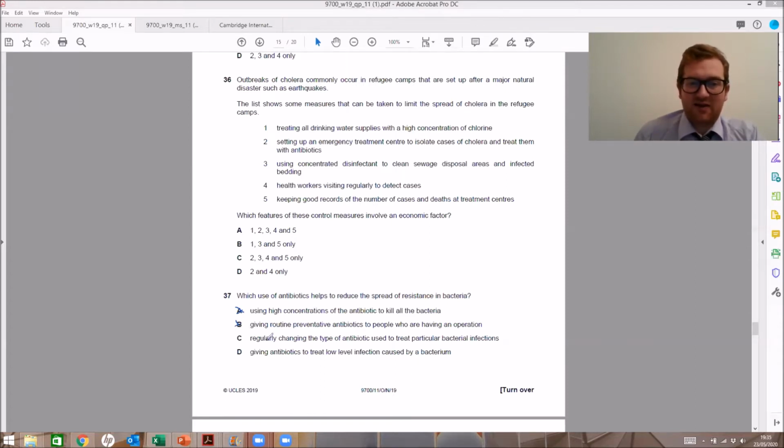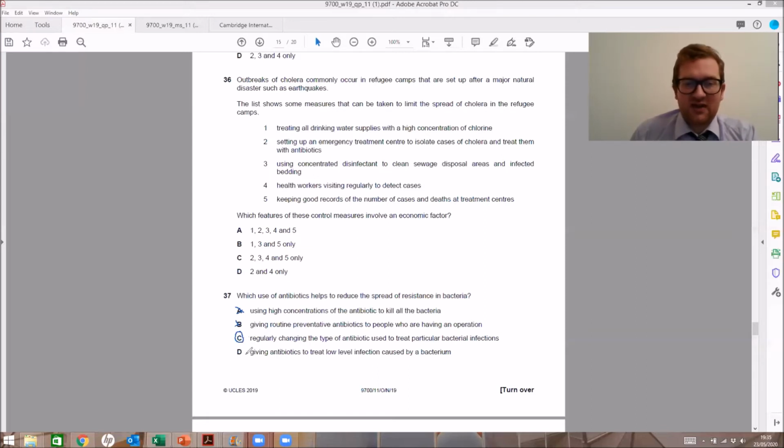Option C, regularly changing the type of antibiotic used to treat particular bacterial infections. Yes, this is a potential way of reducing the spread, okay, because at this point, any bacteria that survive are less likely to survive if I use multiple antibiotics for the same disease. If I keep using the same one over and over again, then some bacteria might mutate and therefore lead to the mutation of resistance occurring. So if I change the treatment regularly, it should prevent the spread of bacteria being resistant to a particular antibiotic.